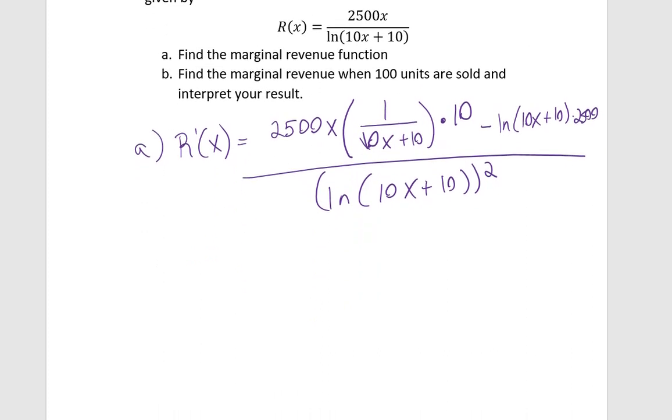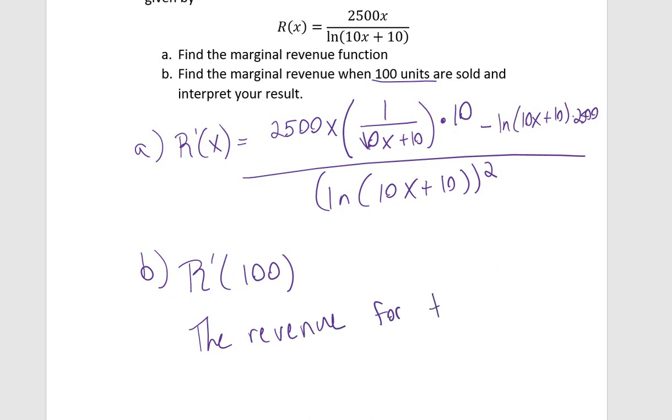So for part B, what we are going to do to find the marginal revenue when 100 units are sold is plug 100 into that derivative function. Okay, now what that's going to do is tell you the revenue for the 101st item sold. So I'm going to go ahead and let you guys do that.